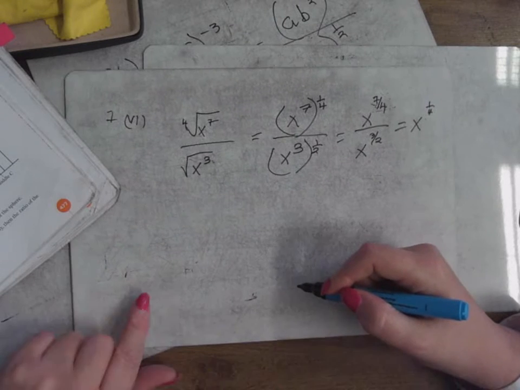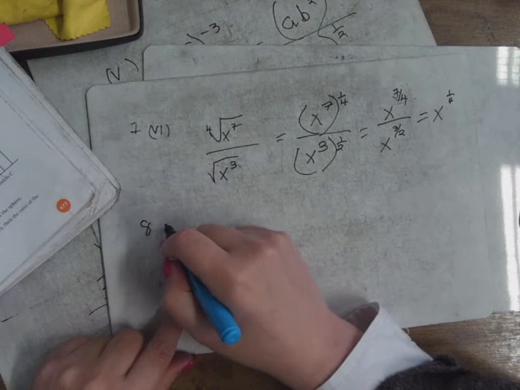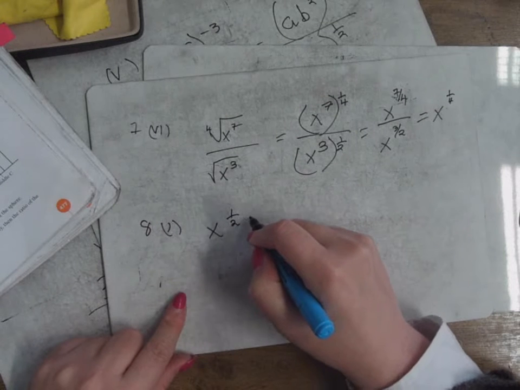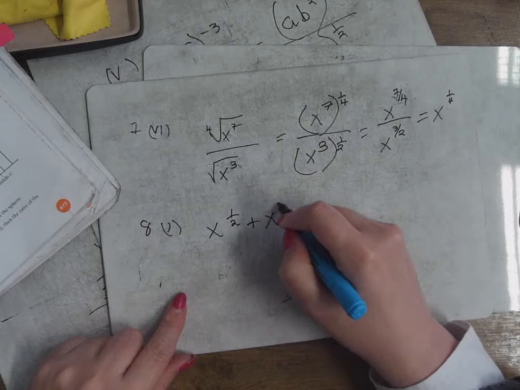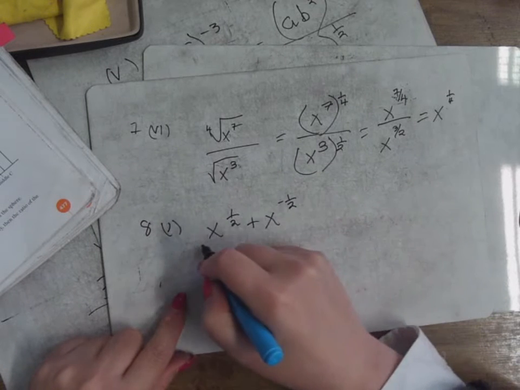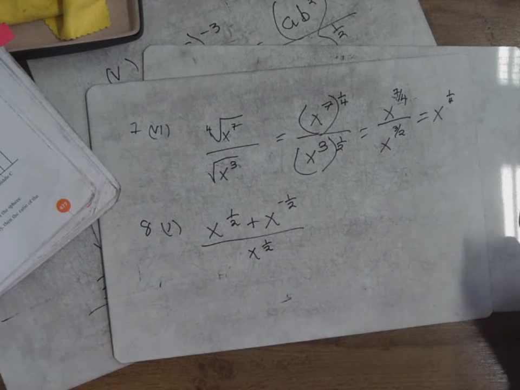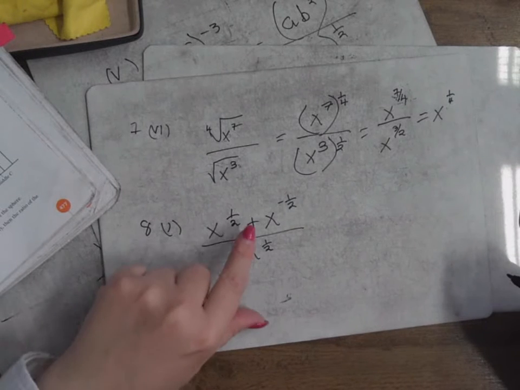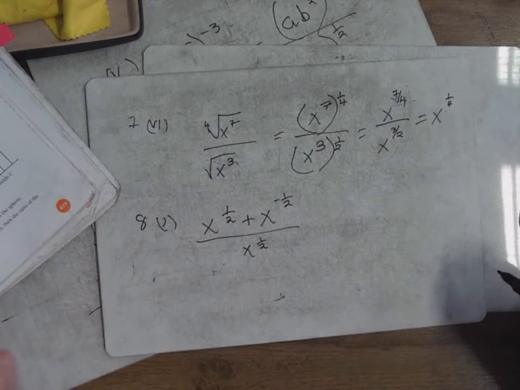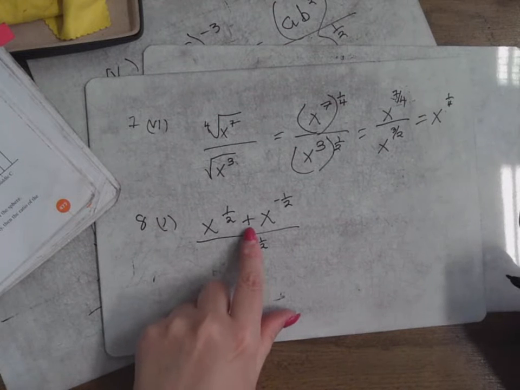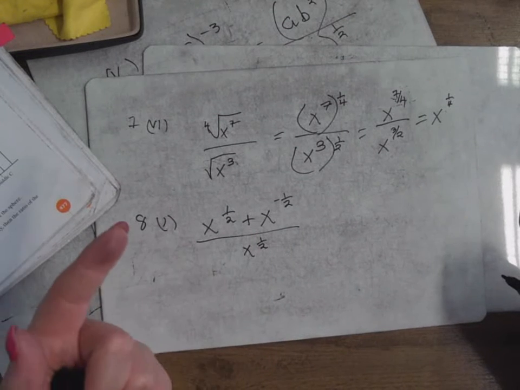So 8 part 1 is x to the power of a half plus x to the power of minus a half, divided by x to the power of a half. What I pointed out to you yesterday, girls, is there's no way of adding indices. We don't have a shortcut. We only have shortcuts for multiply, divide, raising a power to a power, etc. There's no way of adding.